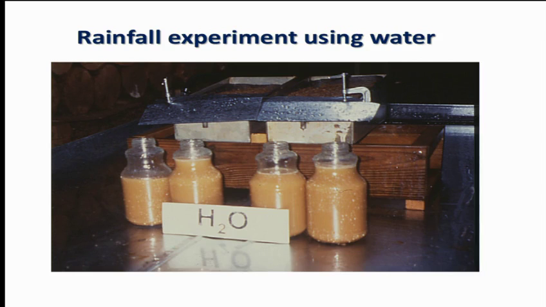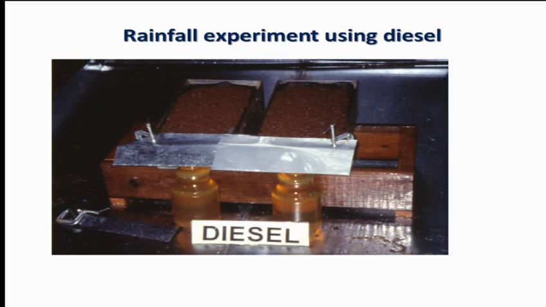When we used water as the rainfall, the soil completely dispersed. It is a highly sodic soil and dispersed heavily. But when we used diesel as the rainfall, a carboy full of diesel, with the same energy of impact, there was nothing. The soil remained stable. This indicated that the color here is not because of clay, it is because of the color of the diesel.